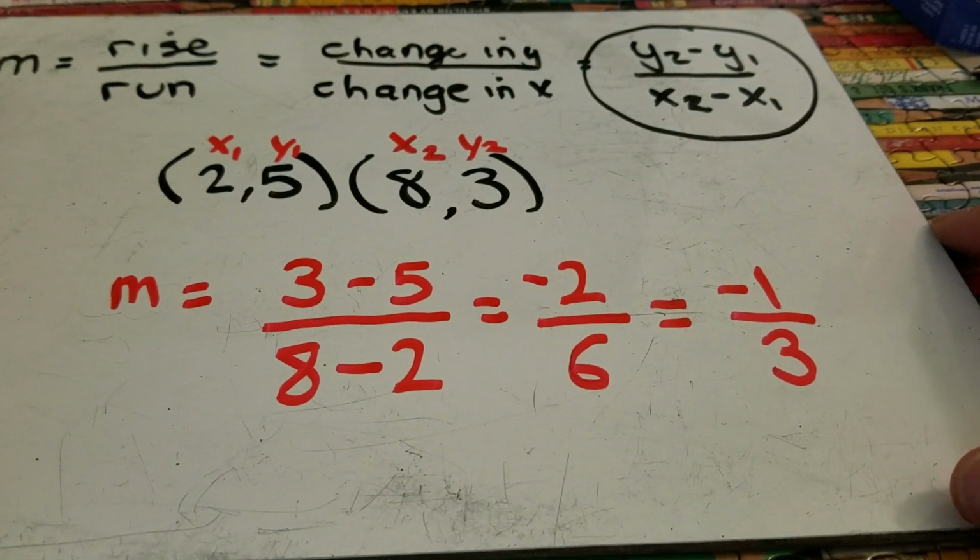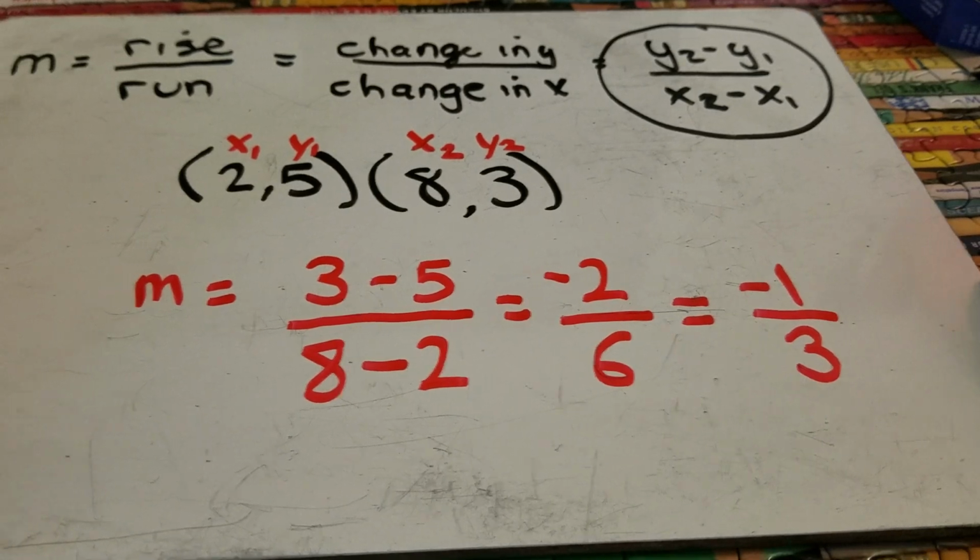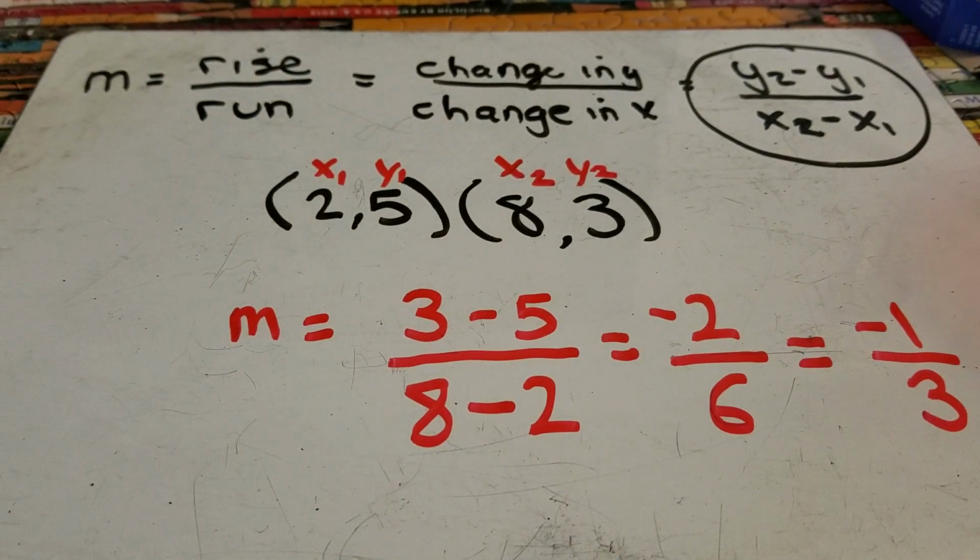Essentially, what that means is a rise of negative 1, I would go down 1 unit, and a run of 3, I would go to the right 3 units. I'm going to pause, come up with a couple examples that might give you different results.